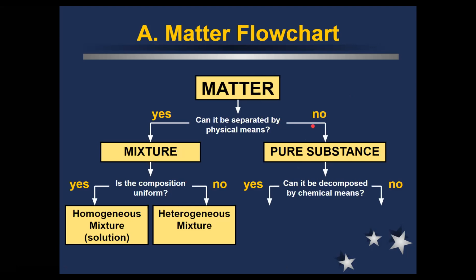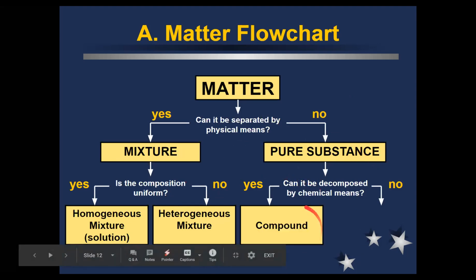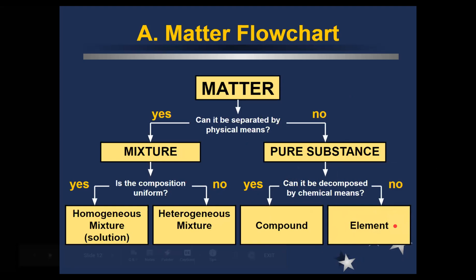If it is a pure substance, if we only have that one single type of particle that is present, then it can either be a compound where we have a chemical bond between different atoms that is keeping them together, or we might have an element where there's only one single type of atom present. So it's not even bonded to everything.